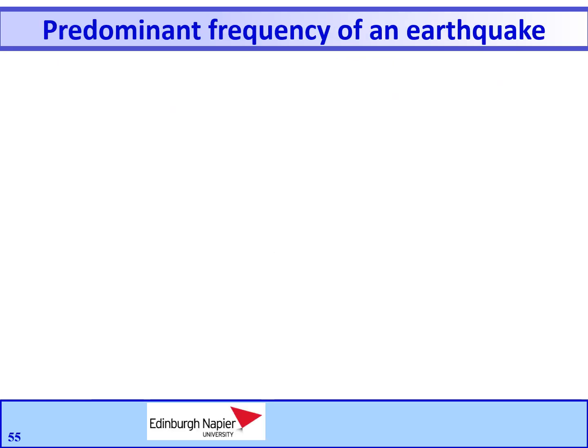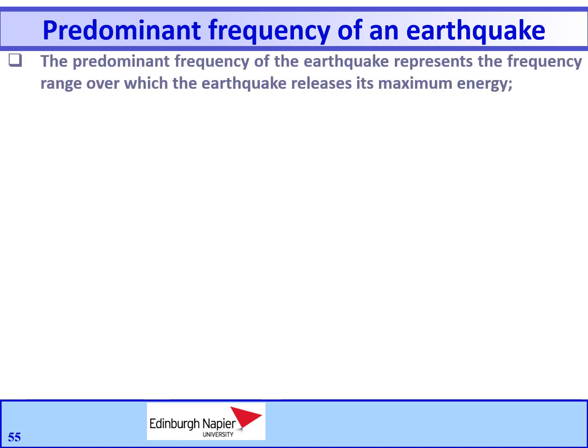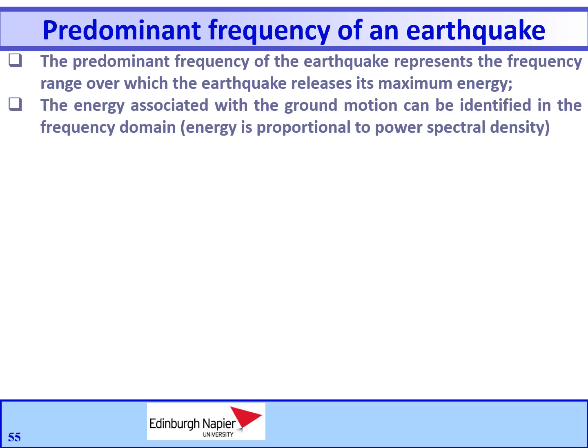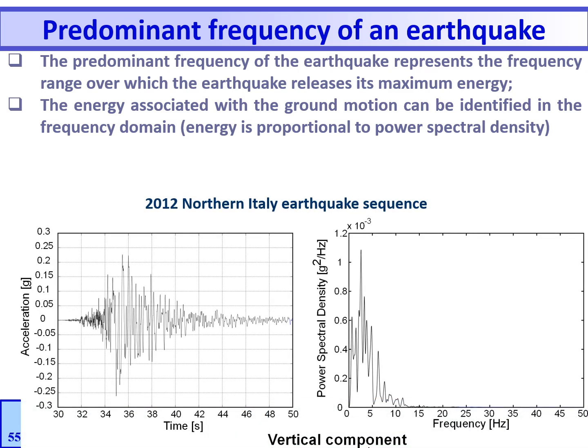As we just said, we have resonance phenomena when we have the omega, the frequency of the earthquake, which frequency we're going to explain just now, being equal with the natural frequency of the soil deposit or the structure. The predominant frequency of the earthquake represents the frequency range over which the earthquake releases its maximum energy. This energy is associated with a ground motion and can be identified in the frequency domain because energy is proportional to the power spectral density.